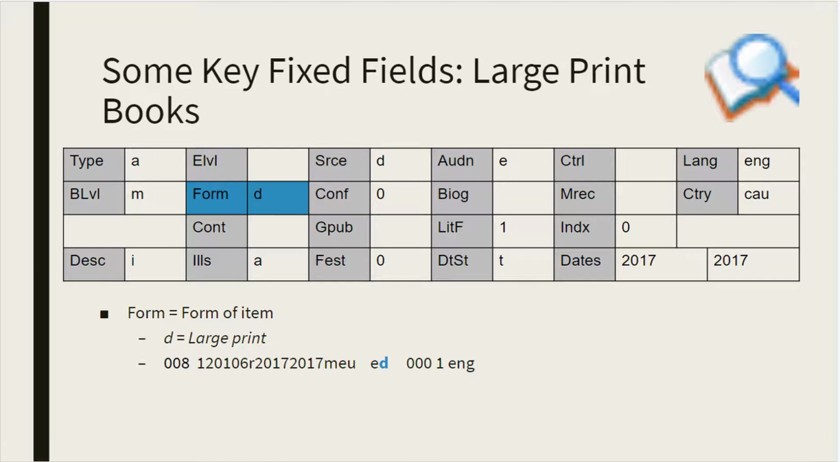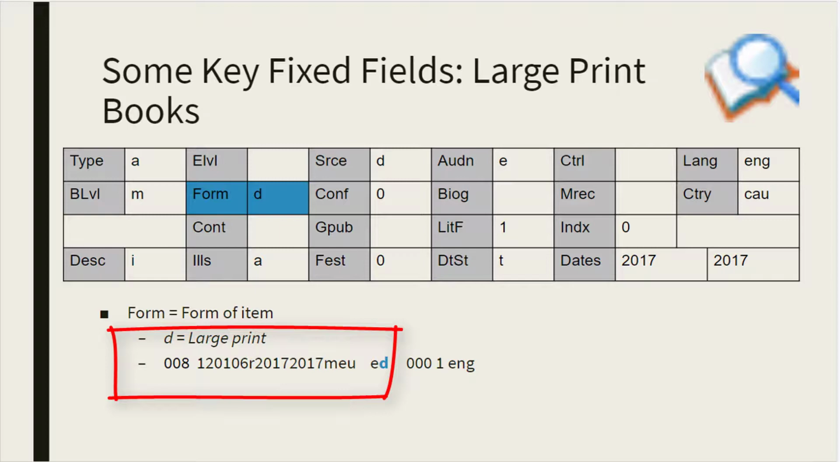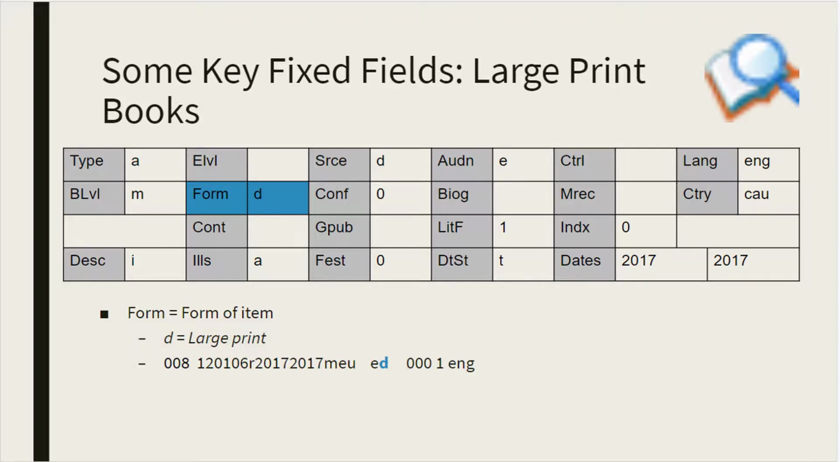So in your fixed fields, if you want that larger print icon to show up, the book with the magnifying glass, you need to have the form field with a D in it. And you can see down in the 008 that shows up right after the designation of audience. So you see that D for the form being large print. And this creates that icon. So make sure that the icon is there. That's the first thing you want to look for. And if it's not, there's something wrong in here. And somebody needs to go add one little letter and everything will be okay.